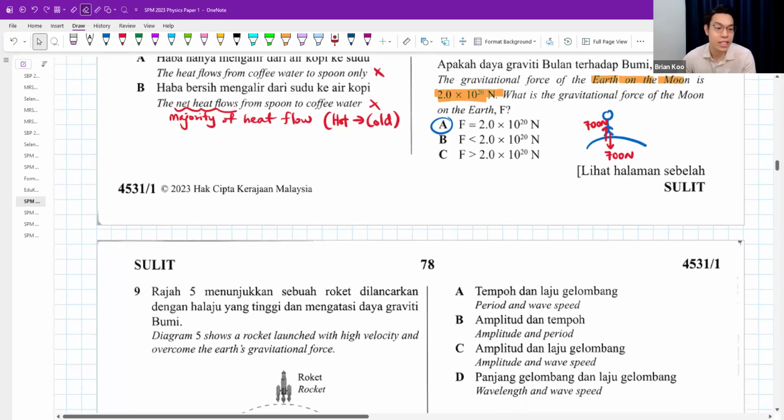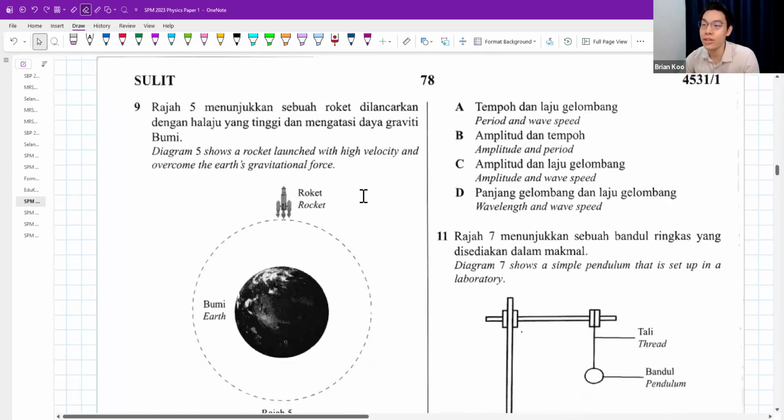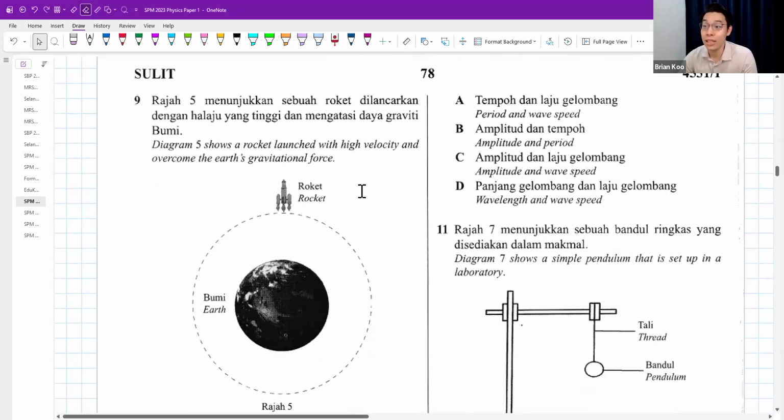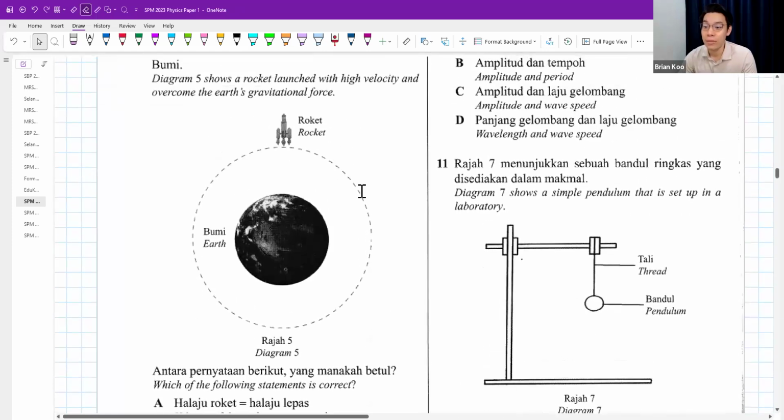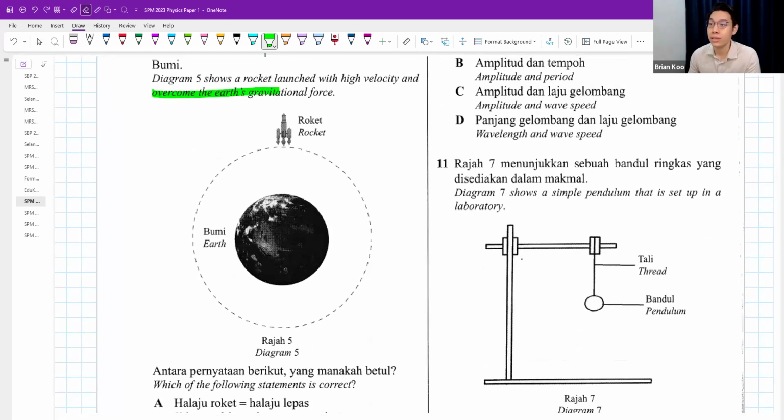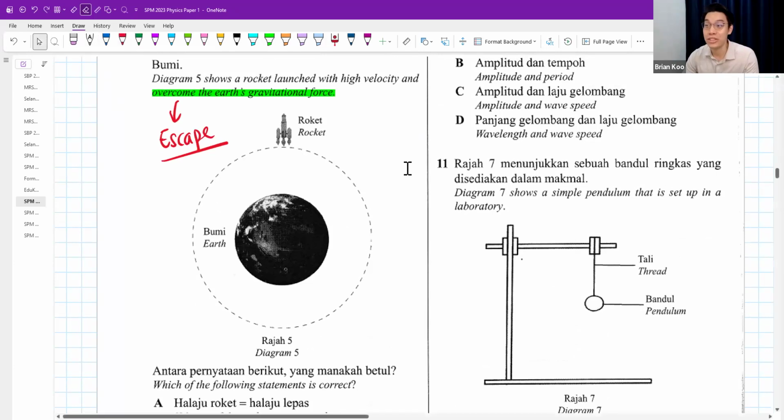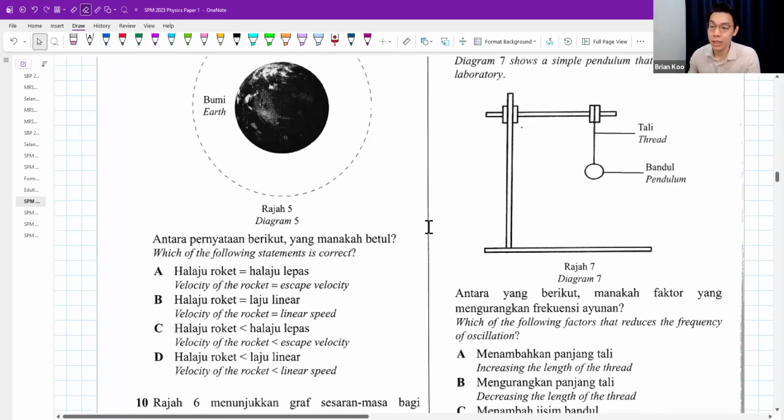Okay. Question 9. The diagram shows a rocket with a high velocity to overcome Earth's gravitational force. Which of the following statements is true? To overcome Earth's gravitational force, it sounds like we are trying to escape. Right? Sounds like it is trying to achieve escape velocity. Velocity of rocket equals escape velocity. I think this is true.